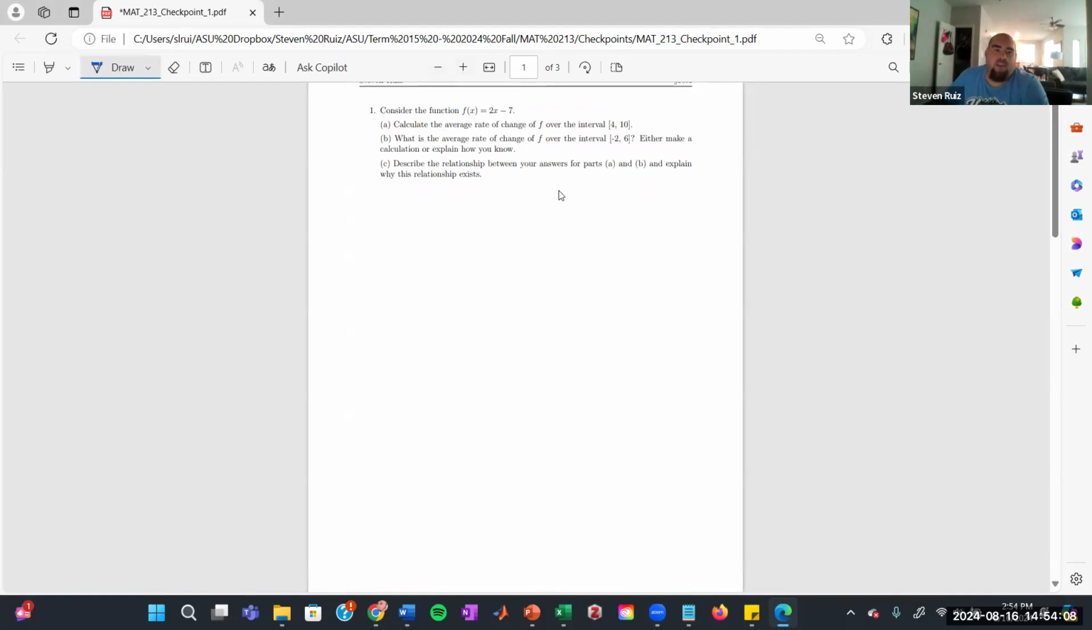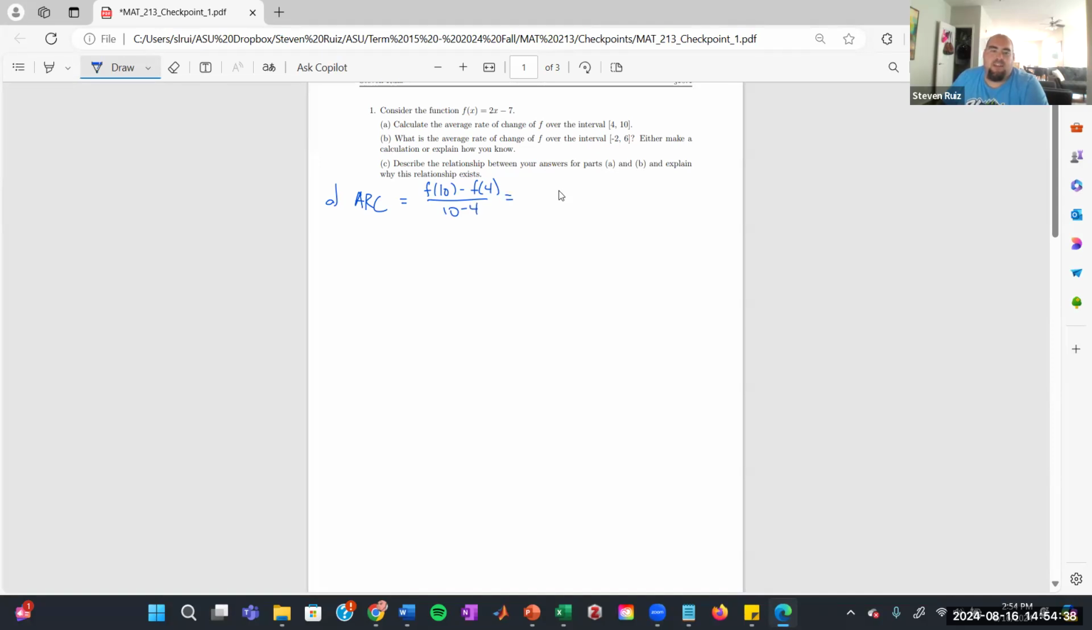So part A, how do I find an average rate of change? I'll give you the formula you probably got from the module or from the notes. So what is the right end of our interval? Our interval goes from x equals 4 to x equals 10. So I'm going to do f of 10 minus f of 4 over 10 minus 4.